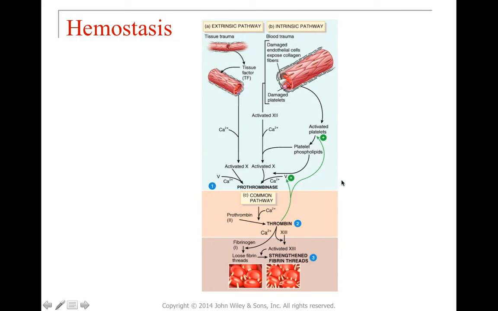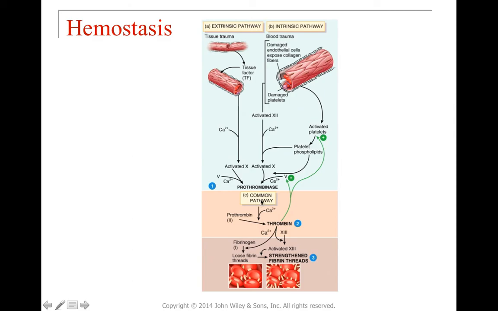Now you may ask me, what kind of questions could you possibly ask me about this? This seems kind of overwhelming, and it is. Really what I want you to understand is that there are three major pathways, one that occurs from the outside, one that occurs from the inside, and either one of them leads to that common pathway, which ultimately leads to the same thing: the creation of fibrinogen, creating these loose fibrin threads, and the activation here of 8, strengthening those fibrin threads to make a nice tight plug.